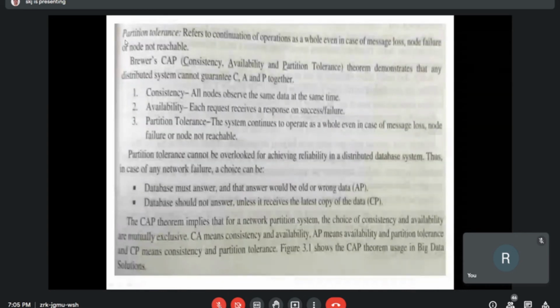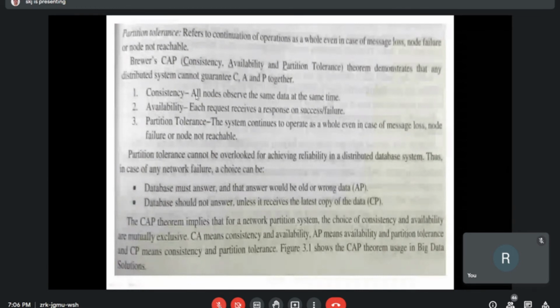This is one more property, partition tolerance. How do we define it? It refers to continuation of operations as a whole, even in case of message loss, node failure, or node not reachable. Reverse CAP: it is consistency, availability, and partition tolerance. The theorem demonstrates that any distributed system cannot guarantee all three.